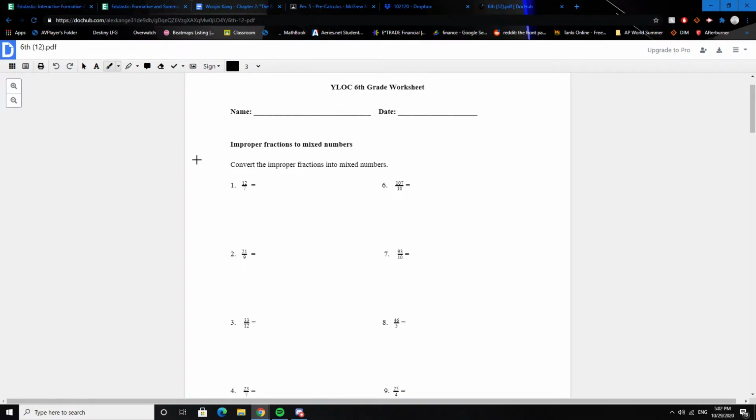Basically, improper to mixed numbers, you're just translating or changing whatever fraction you're given into the other fraction, and the numbers change, but the actual value does not. So what I mean by that is, whatever this turns into, let's just do the math real quick. I'll show you how to do it after, but this and this are the same thing, even though they have completely different numbers. So the way you do this is pretty simple.